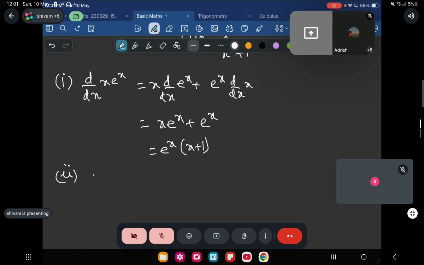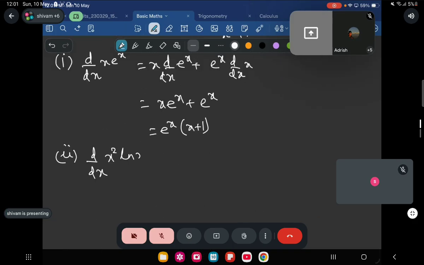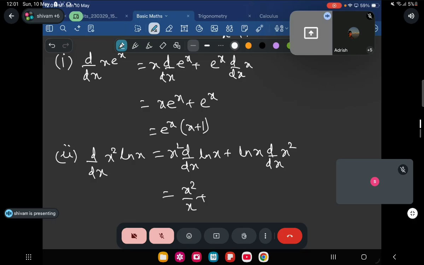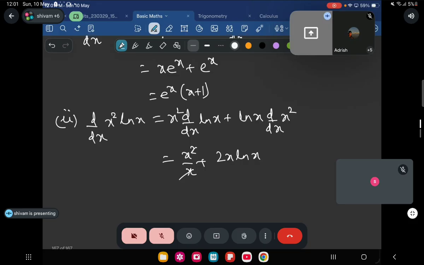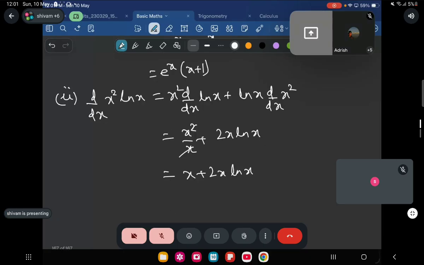Number 2. dy dx of x square into ln x. This will become x square into dy dx of ln x plus ln x into dy dx of x square. Tell me, are people getting it? The first one will become x square by x plus ln x into 2x, so 2x ln x. Right. Tell me, Samriddhi, are you getting it? Ridhaman, are people getting it? Do you have a doubt? No. Okay, this will become x plus 2x ln x. Tishita, is it clear? Akash?